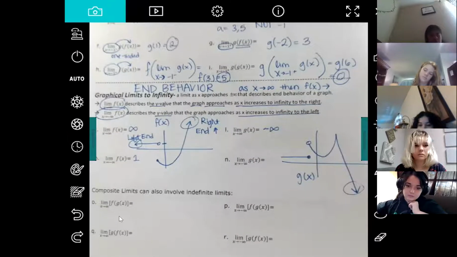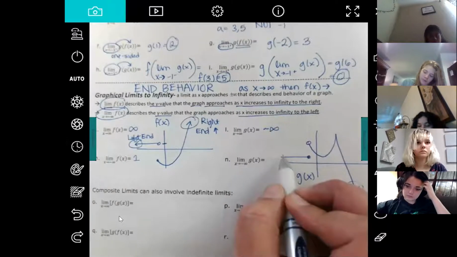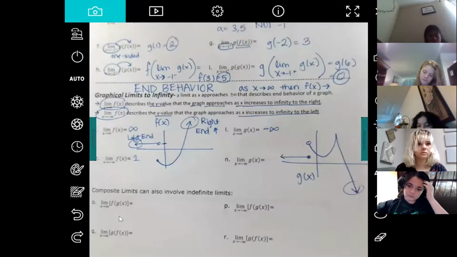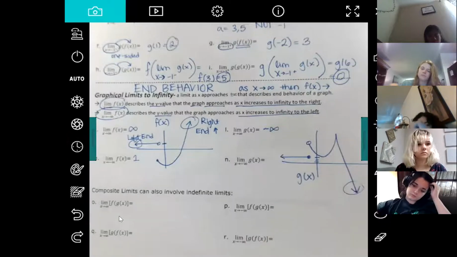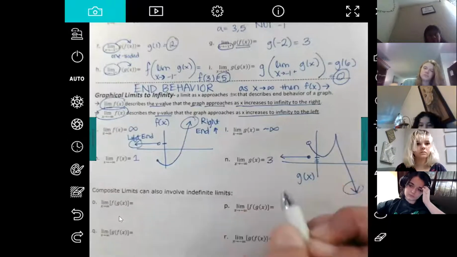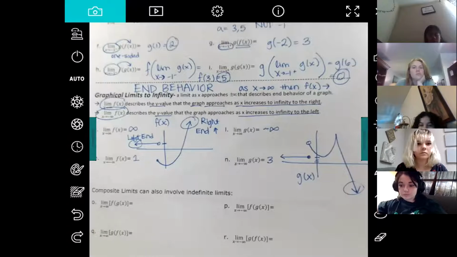Versus if I'm going to negative infinity for my x, that means I'm looking at the left end of the graph, which is here. And then if you look at your graph, that's a 3. 1, 2, 3. So I would say as x goes to negative infinity, g of x is approaching 3. Now, like we just said, is it approaching 3? Well, no, it's staying at 3. But that also is a type of limit. Do we have any questions in general about that?